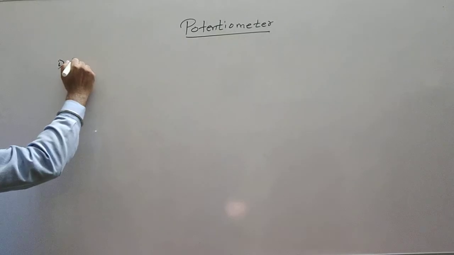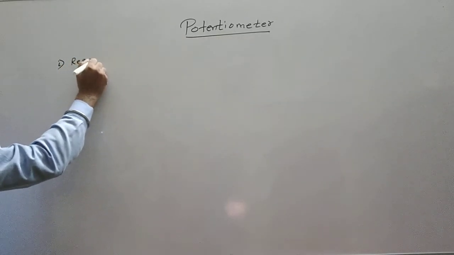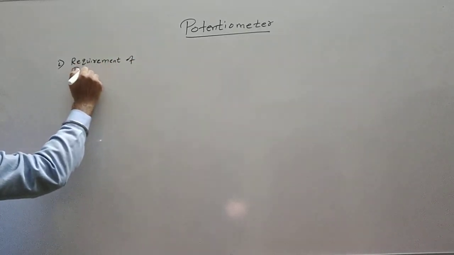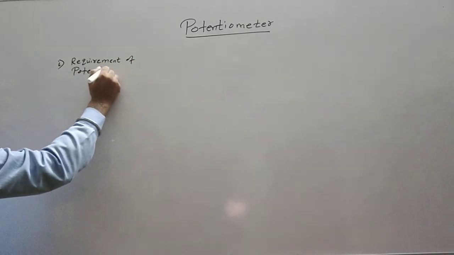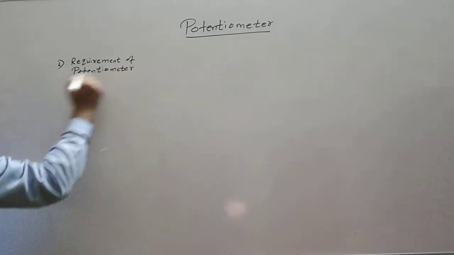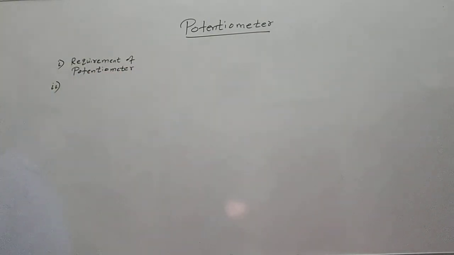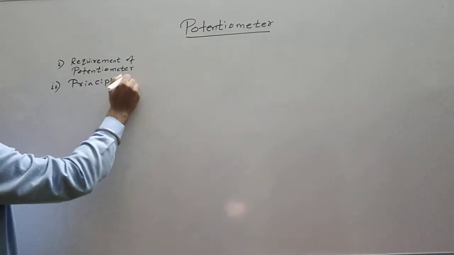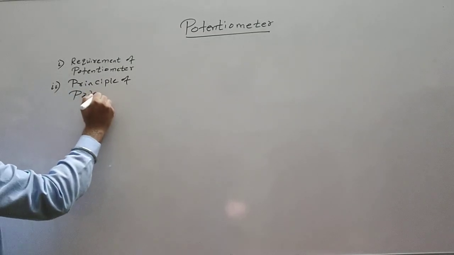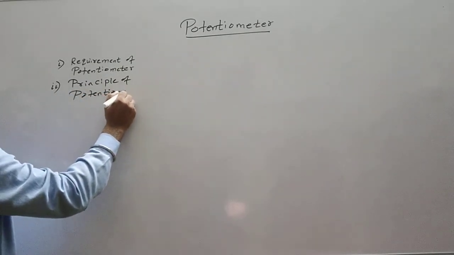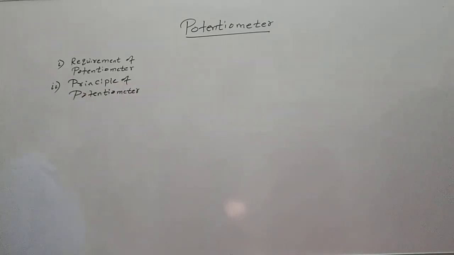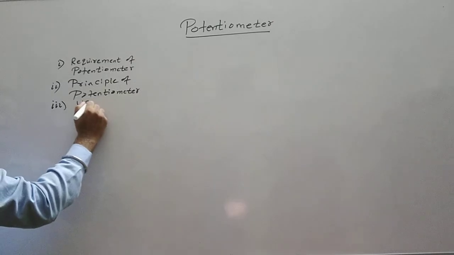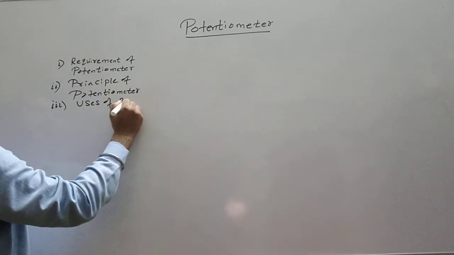The first is the requirement of potentiometer. The first portion which we have to study is why potentiometer is required. Then the second portion is the principle of potentiometer. So it has some principle on which it works. And the third part is uses of potentiometer.